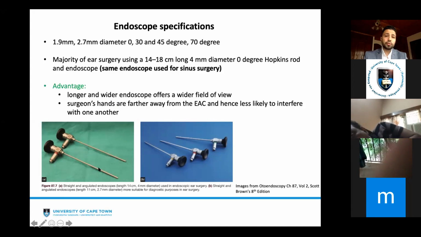So the advantage of using this particular endoscope, a longer and wider endoscope, is that it offers a wider field of view. And secondly, the surgeon's hands are quite far away from the external ear canal, and hence they're less likely to interfere with one another as the other hand is holding another instrument.